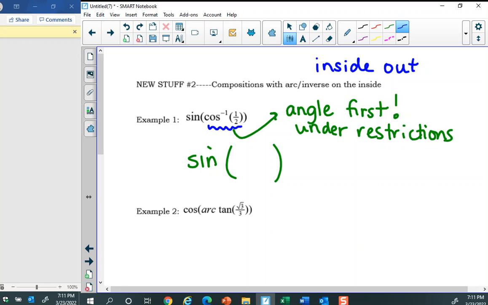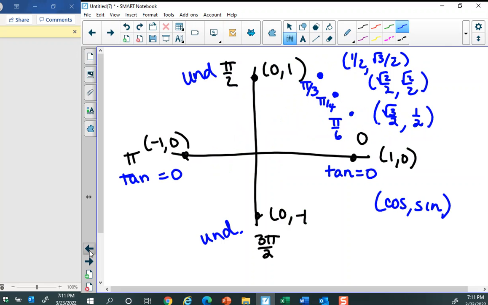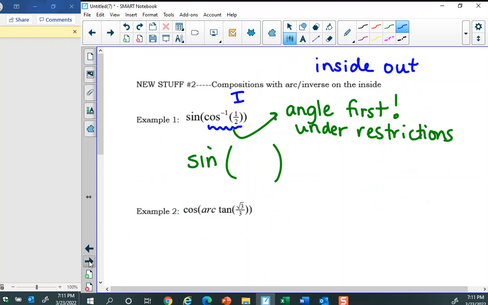Inverse cosine of a half. Quadrant 1. Where is my cosine a half? Cosine is x. Cosine is a half at pi over 3. The sine of pi over 3, root 3 over 2.